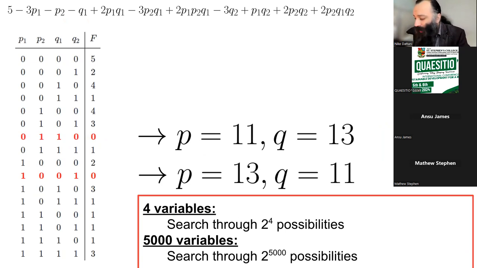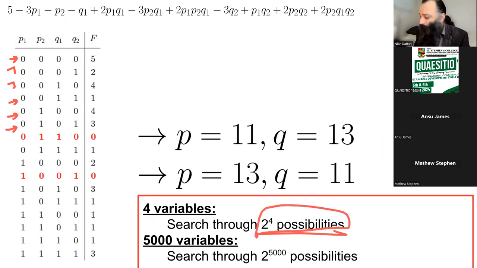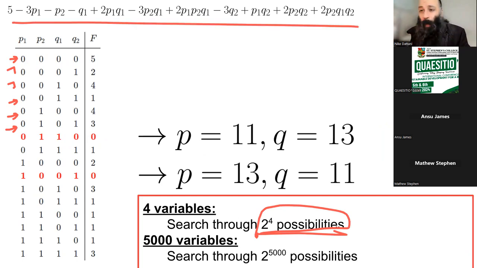We have four variables. If we wanted to do this on a classical computer, we would be searching for the minimum of this function. We would be checking all of these different possibilities for P1, P2, Q1, Q2. We would be checking 16 different possibilities. On the quantum computer, we're just finding the minimum of this function, okay?